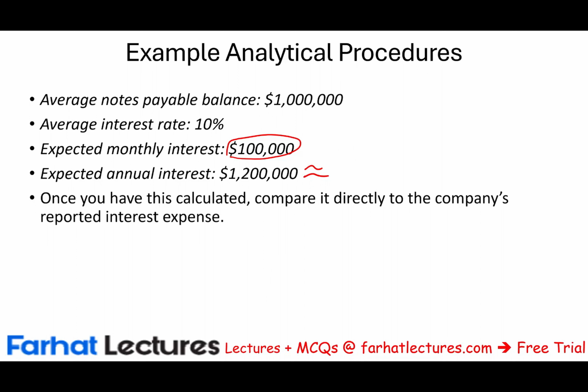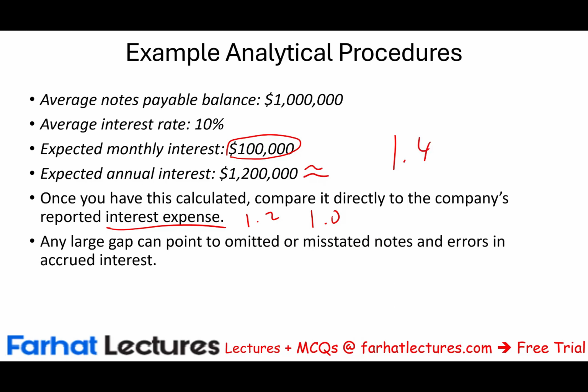Once you have this number computed, you compare it directly to the reported interest expense. If the number is around 1.2 million, you could say, yeah, that sounds good. If the number is 1 million or 1.4 million, then you'll have to look a little bit more. Any large gap can point to omitted or misstated notes and errors in accrued expense. So you could be hiding the note, or you could have made a mistake computing the interest expense. Or there could be other reasons. Some of that interest expense should be capitalized, but it's a place to start your investigation. You would say that the expected should be 1.2. Why is it 1 million? You'd have to do some computation.